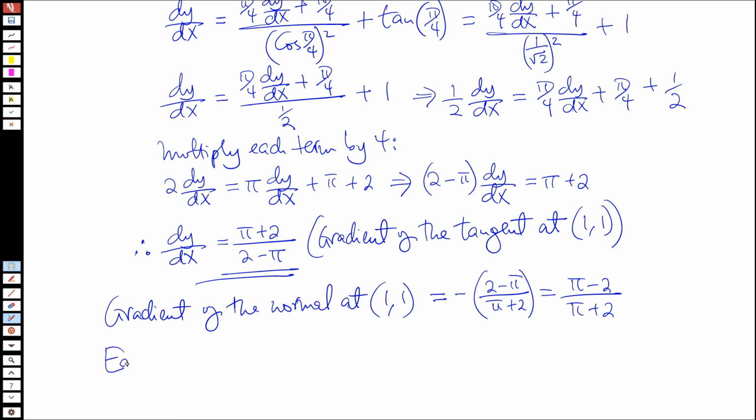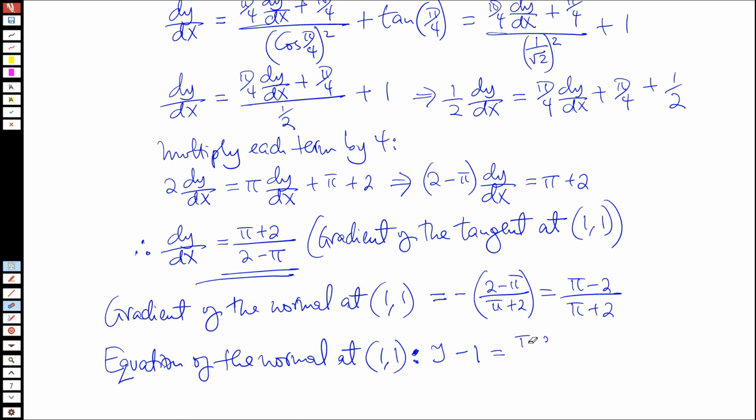So the equation of the normal at (1, 1), applying the point slope formula, we'll have y minus y1. Now y1 is just 1. That will be equal to the gradient, which is (pi minus 2) over (pi plus 2), multiplied by x minus x1. And that will be the equation of the normal at the point (1, 1).